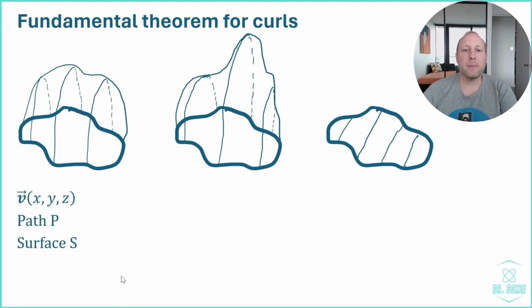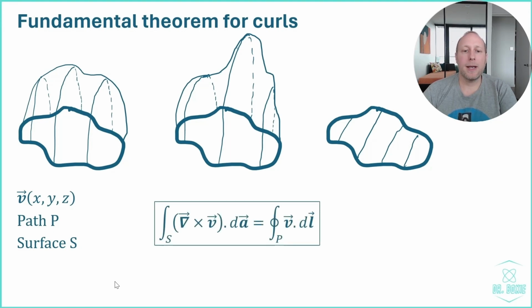Now, what does the fundamental theorem for curls tell us? Well, it says that if we take the surface integral of the curl on any of those surfaces, the result would give us the line integral of V itself. So notice again that going from left to right, we got rid of the curl, so we got rid of a derivative, but we also got rid of one of the integrals, because on the left-hand side we have a double integral, a surface integral, while on the right-hand side we have a line integral, a single integral. This theorem is known as Stokes' theorem.